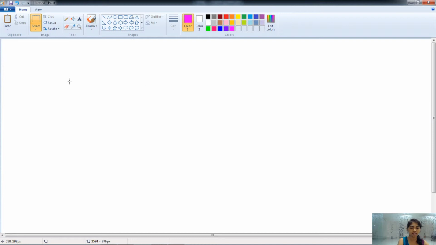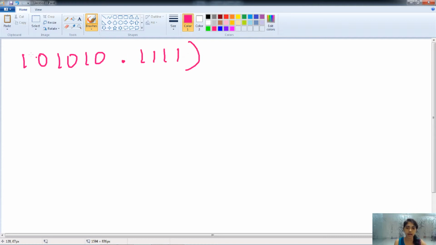So some space. Now our next example is 101010.1111. This is a binary number and we will convert it into a decimal number. So we will write this binary number a bit further away like we usually do.